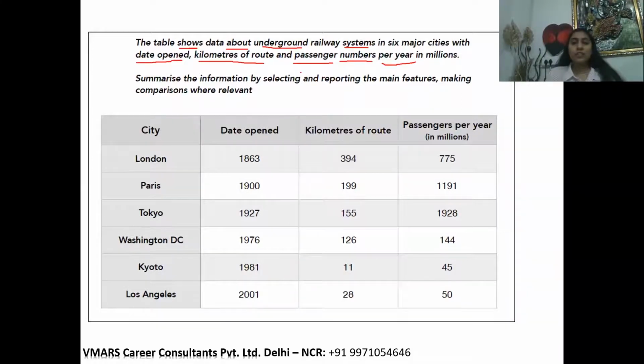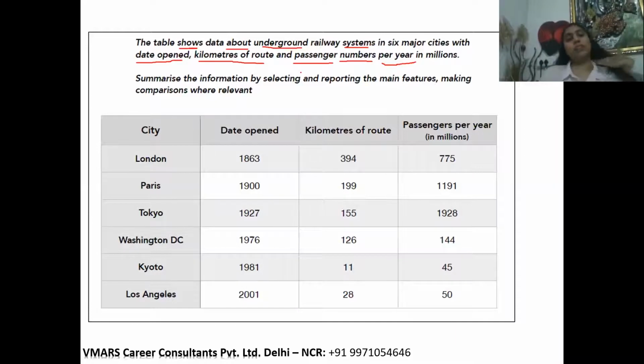Now the introduction is done. Now let's look at the table. When you look at the table quickly, okay, I will be asking one by one, otherwise it gets chaotic. Okay. Huma, can you tell me which is the oldest railway station? London, ma'am. Very good. Thank you.